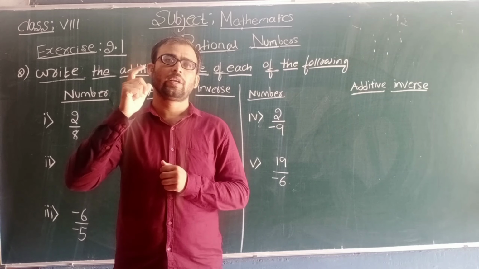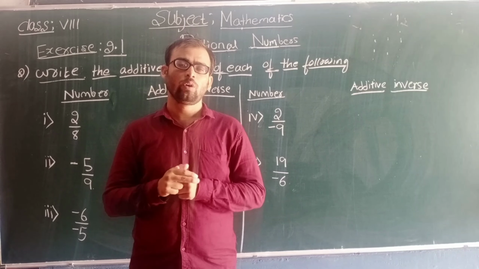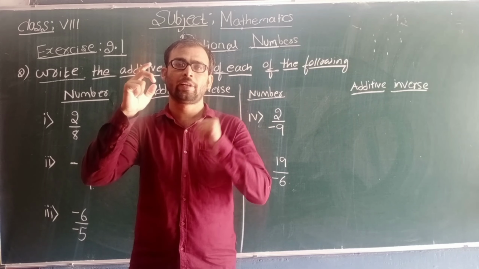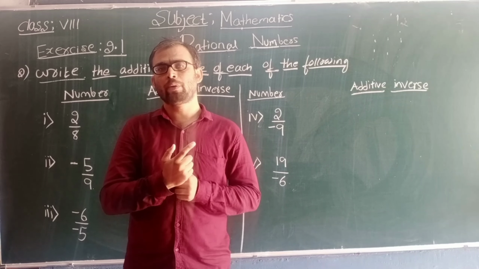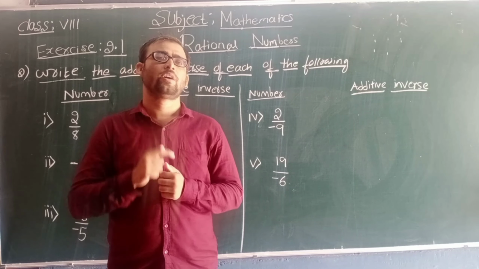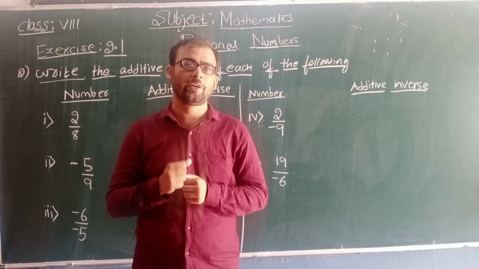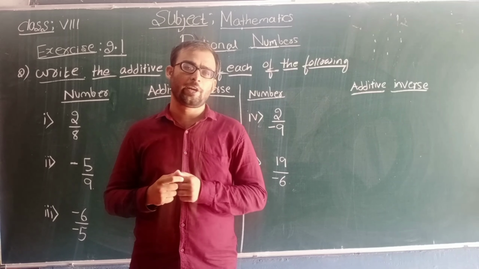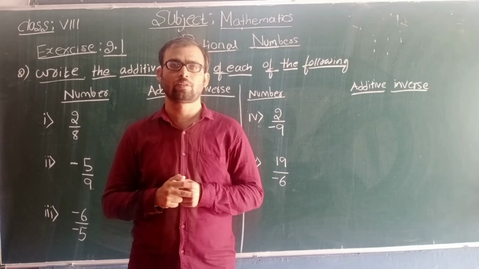So remember one thing, if you want to write the additive inverse, if a positive number is given, you need to write a negative number. If a negative number is given, what you need to do? You need to write a positive number. To write additive inverse, if a positive number is given, you need to write a negative number, and if a negative number is given, you need to write a positive number.